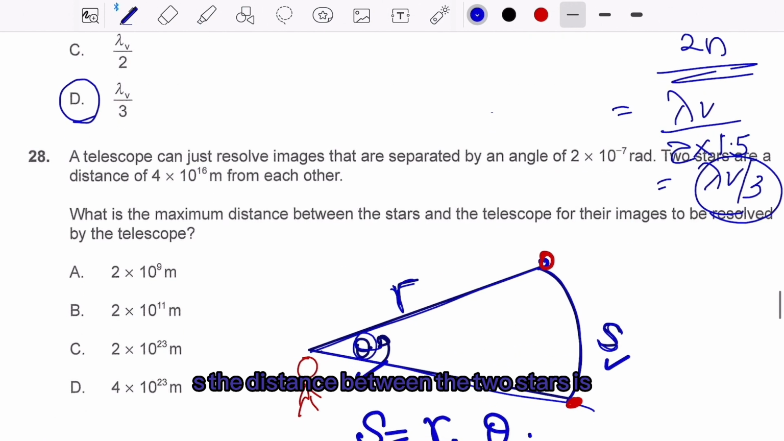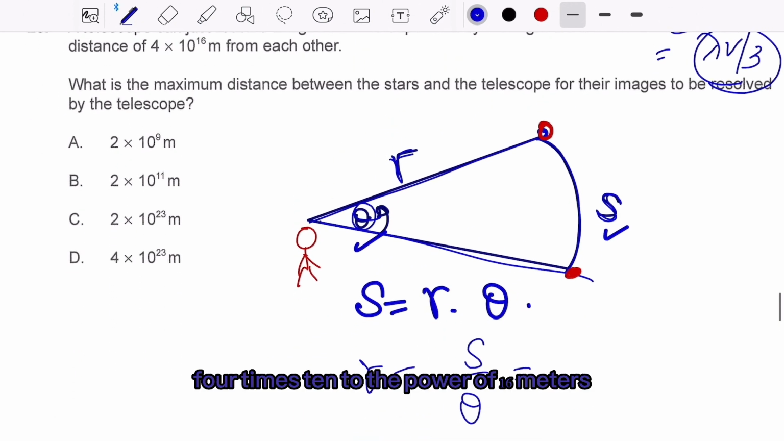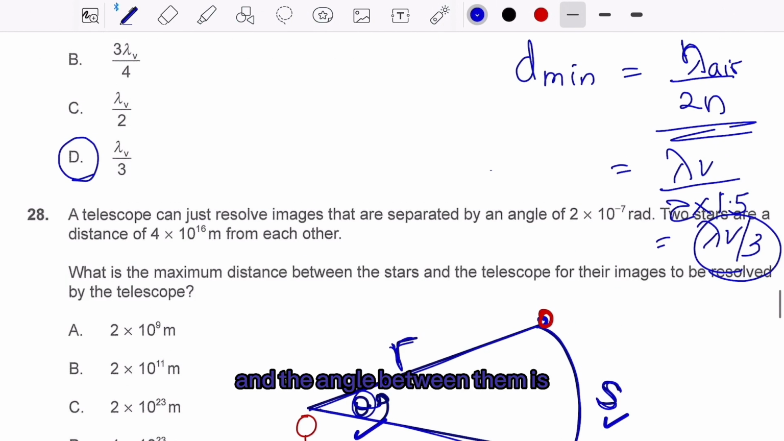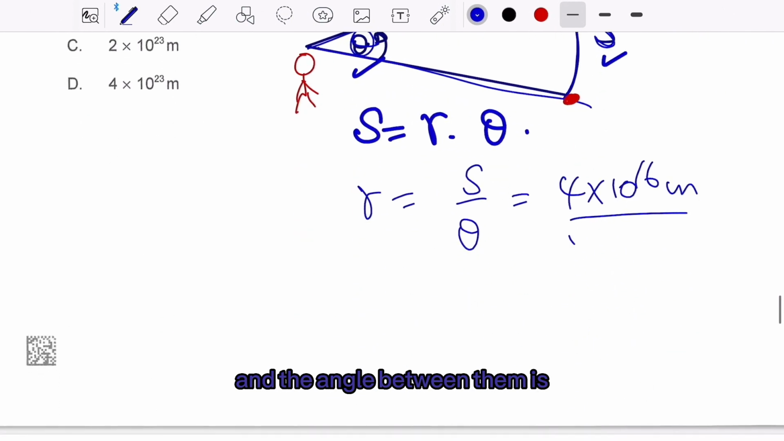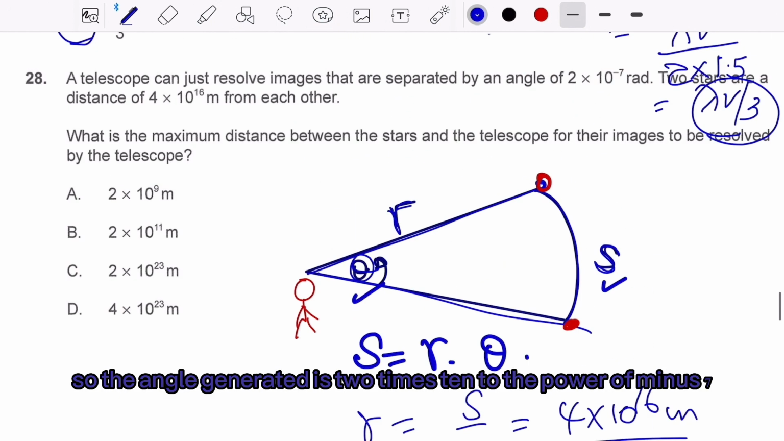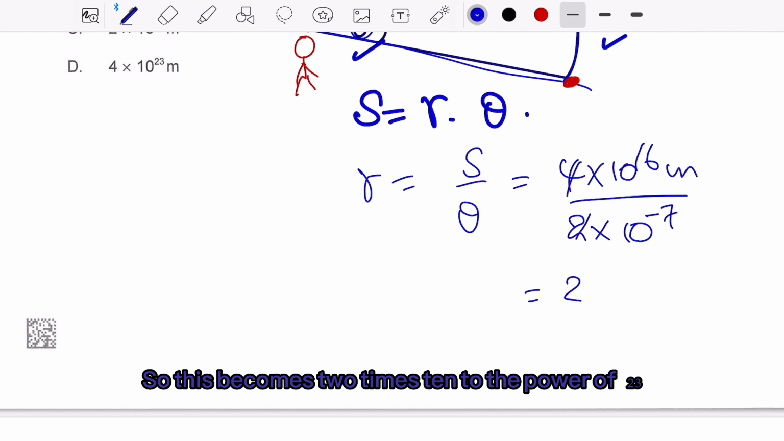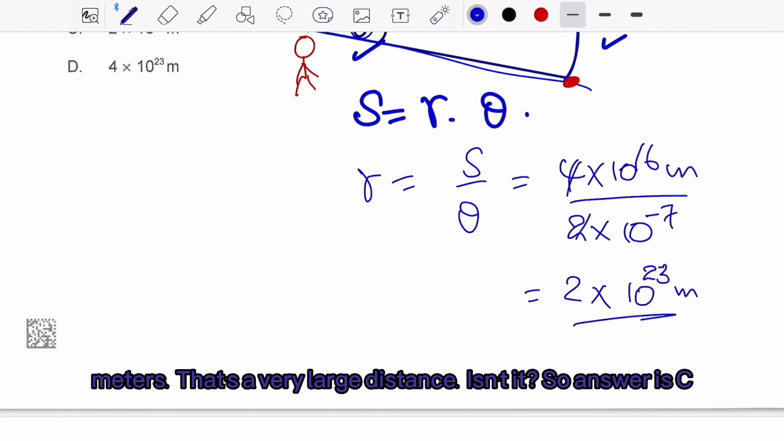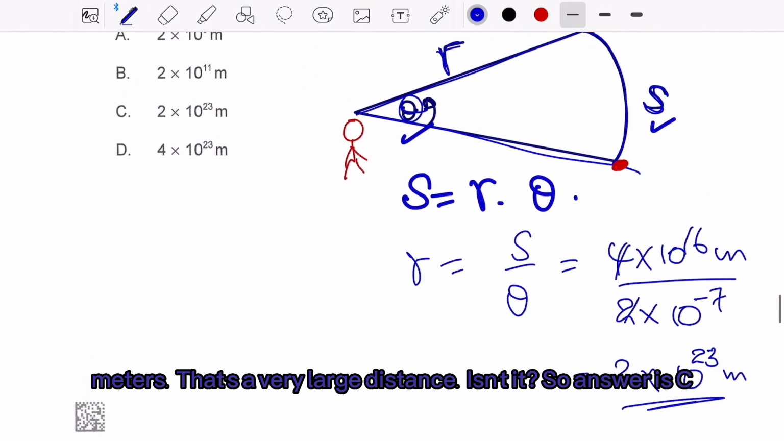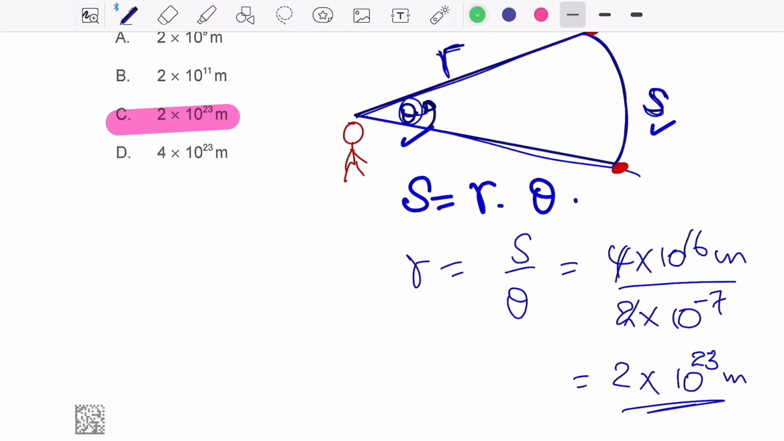s, the distance between the two stars, is 4 times 10 to the power of 16 meters, and the angle between them is 2 times 10 to the power of minus 7. So this becomes 2 times 10 to the power of 23 meters. That's a very large distance. So the answer is C.